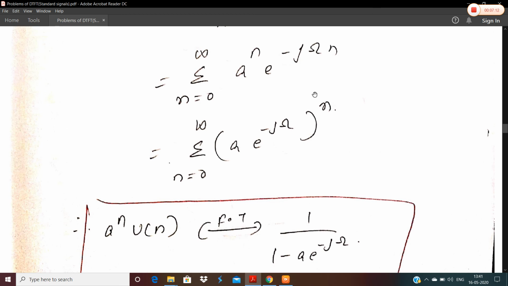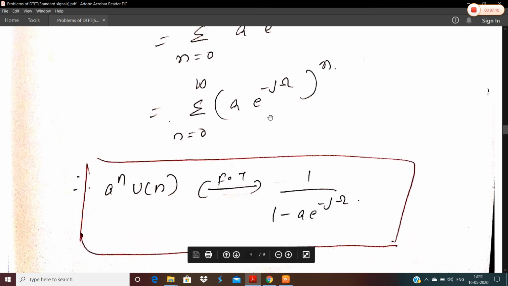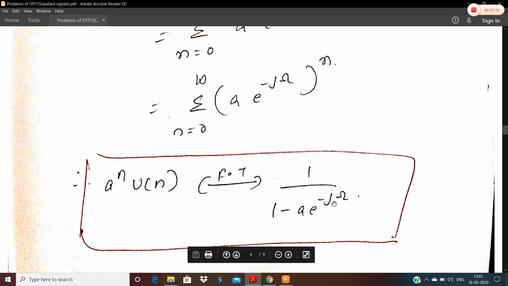This is again applicable for the finite summation formula where the value of a is a into e raised to minus j omega. This is of the form sigma n equal to 0 to infinity a raised to n, which is of the form 1 by 1 minus a. The value of a is a e raised to minus j omega. Hence, a raised to n u of n will have the DTFT of 1 by 1 minus a into e raised to minus j omega.